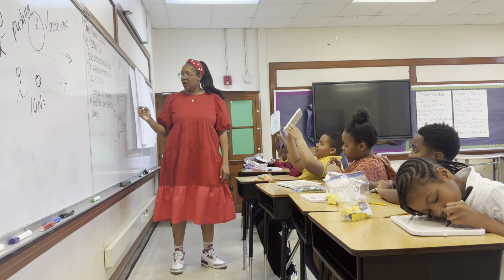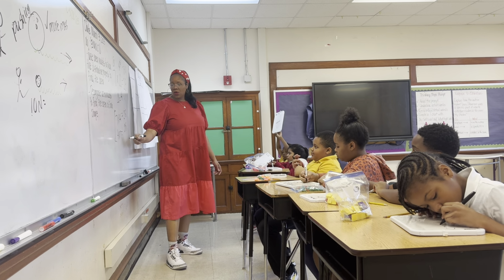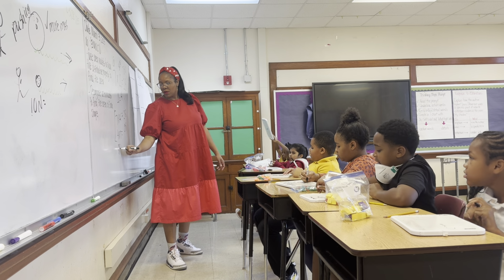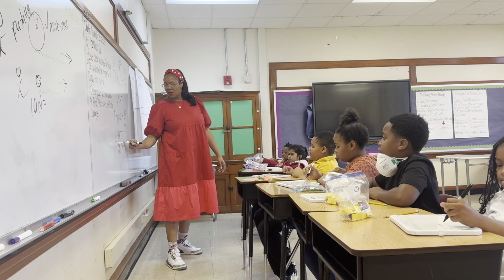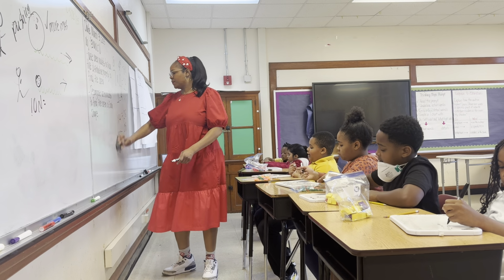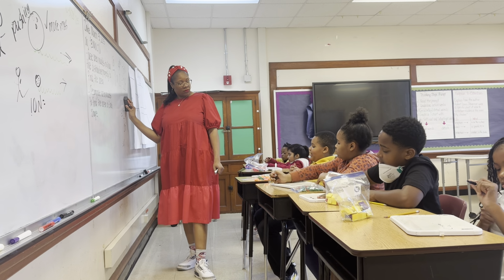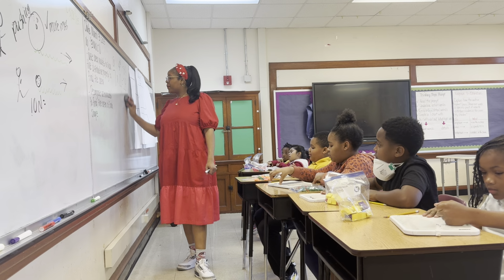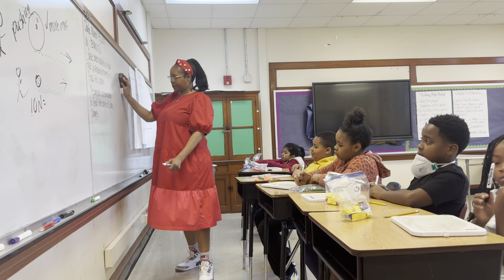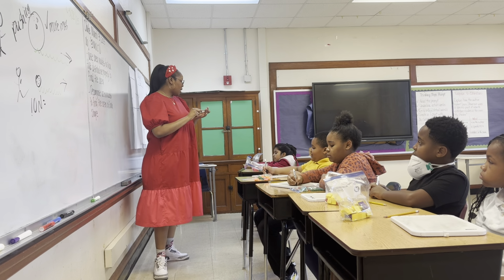Good job. So your inverse operation should have been 28 divided by 7 equals 4. Good job. Erase your boards. Or it could be 28 divided by 4 equals 7. Good job. I appreciate that. All right, here we go.